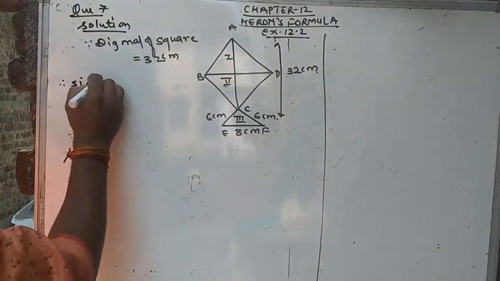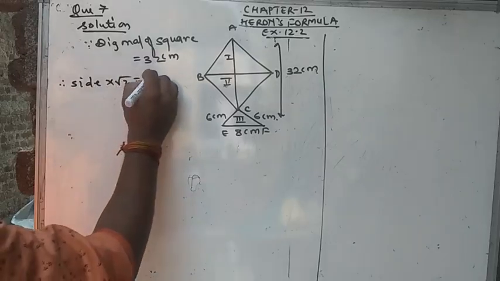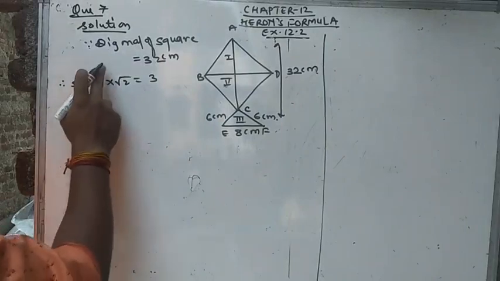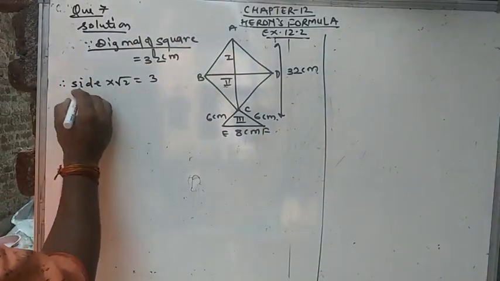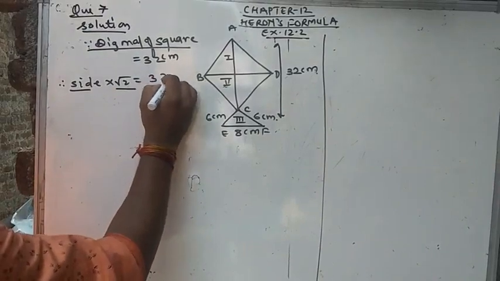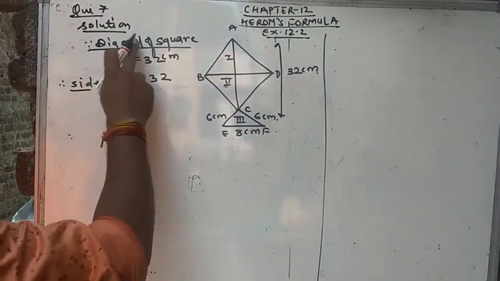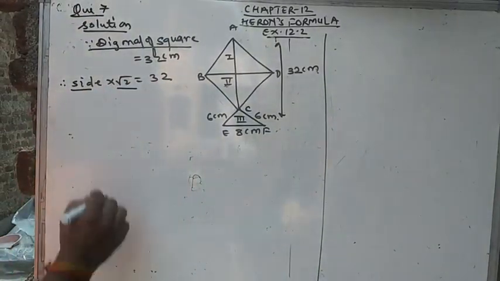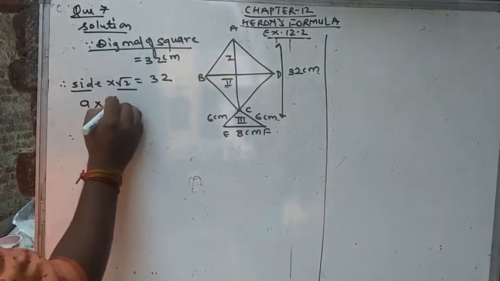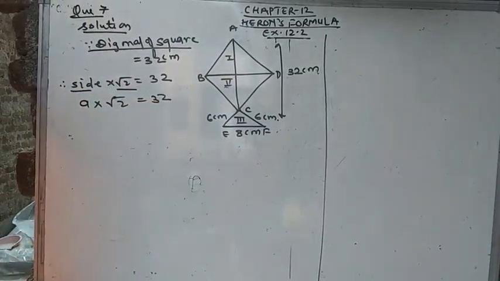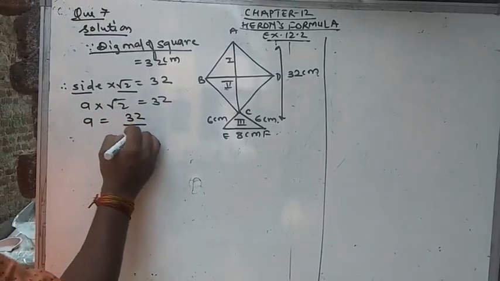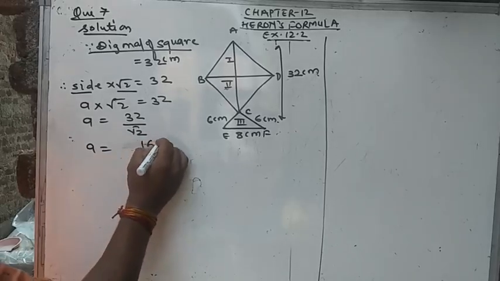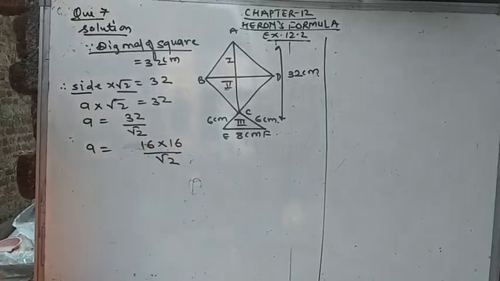Therefore side into root 2 is equal to the diagonal. The formula for the diagonal of a square is side into root 2, and the diagonal given is 32. What is the side? Let us consider the side equal to a, so a root 2 is equal to 32. Now a is equal to 32 divided by root 2. We can write 32 as 16 multiplied by 2, divided by root 2.